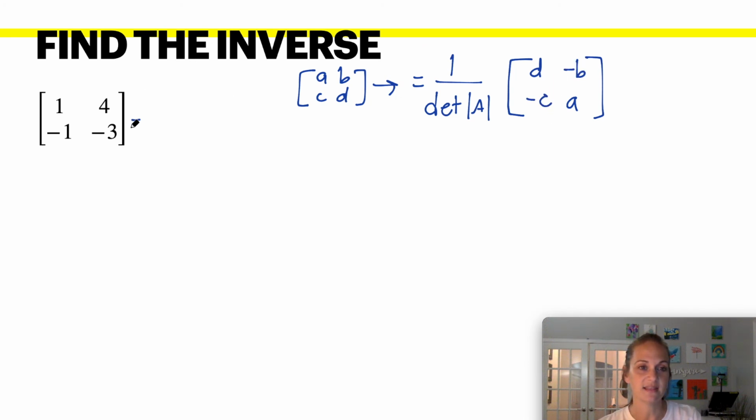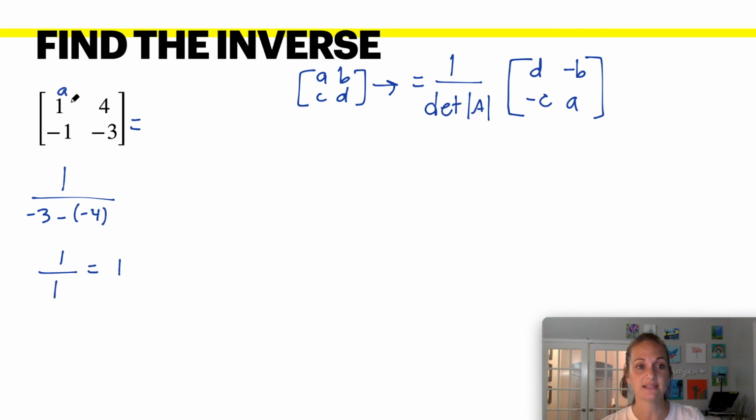So therefore, in this case, you're first going to find the determinant. So the determinant is going to be 1 times negative 3, which is negative 3, minus negative 1 times 4, which is negative 4, which becomes 1 over 1. So 1 divided by the determinant is actually just 1. And now you need to switch the sides.